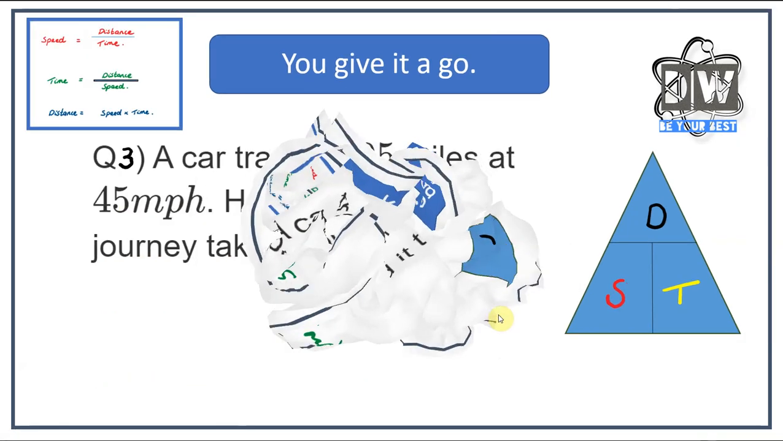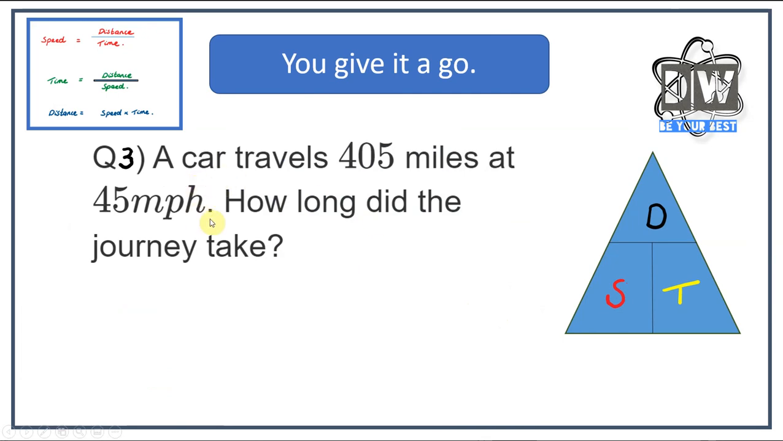Okay, so this is a little bit more difficult now, because this time we're not looking for speed. We're looking for how long did the journey take. So we're looking for time. So again, we're going to copy out this equation, and where it says distance, we'll put the distance. Where it says speed, we'll put the speed. Pause the video, give it a go, come back and see if you've got it right.